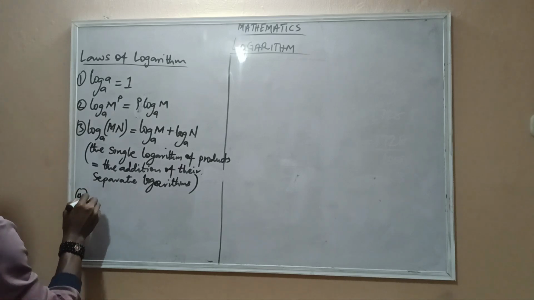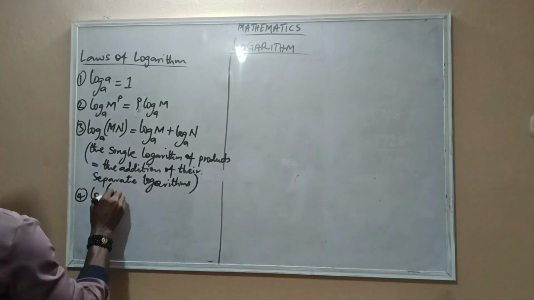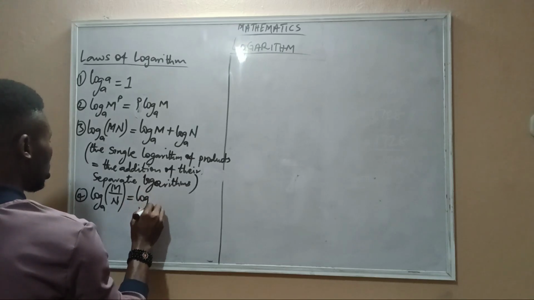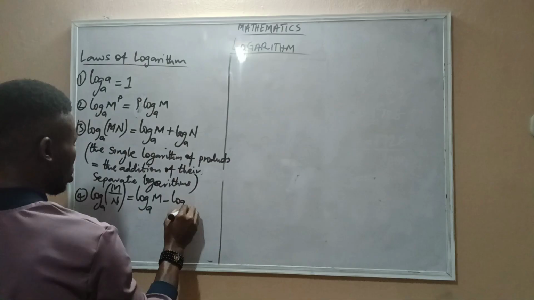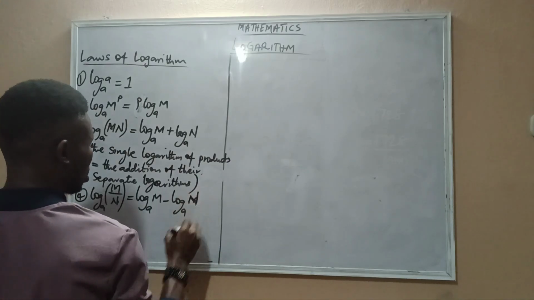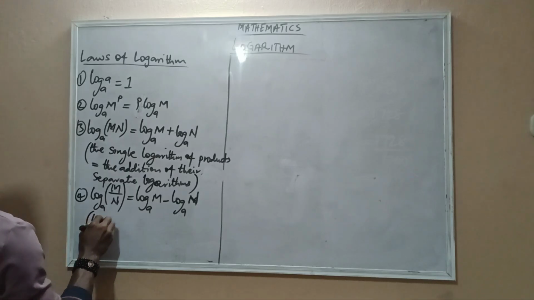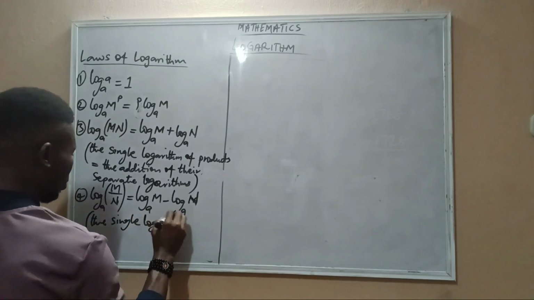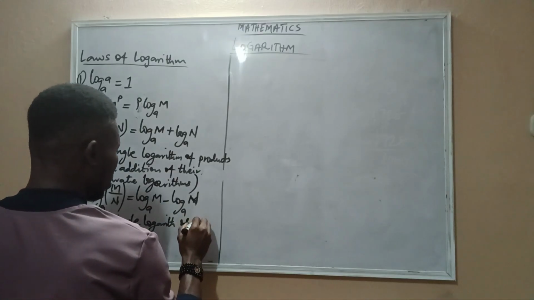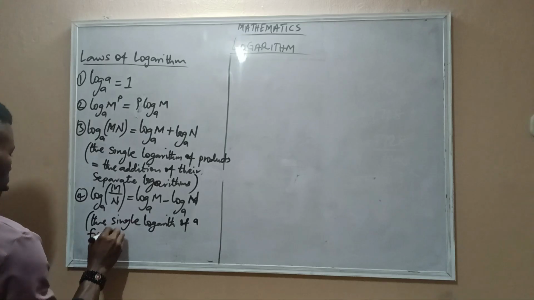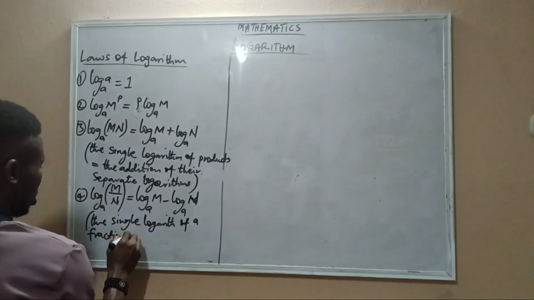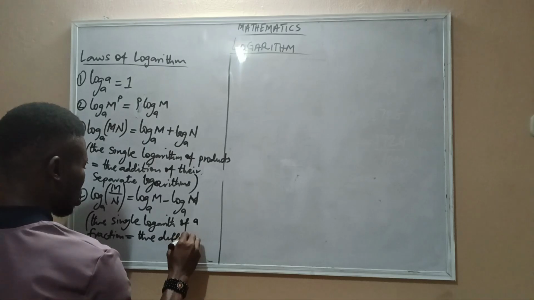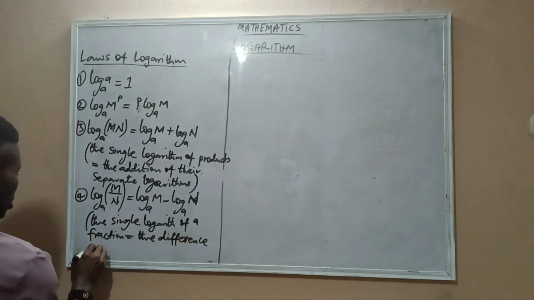Now the fourth one says log base a of m over n is equal to log base a of m minus log base a of n. And this can also be said as: the single logarithm of a fraction is equal to the difference of their separate logarithms.